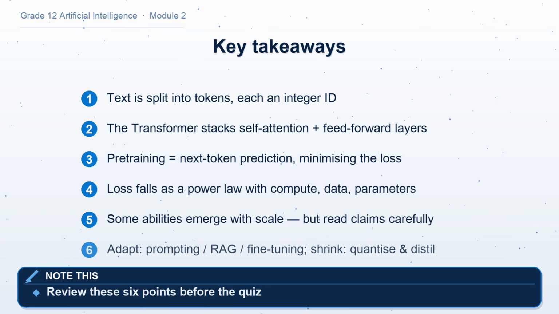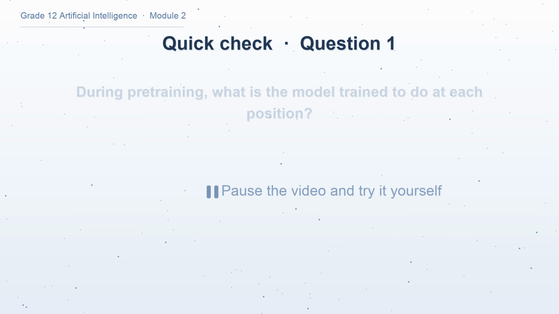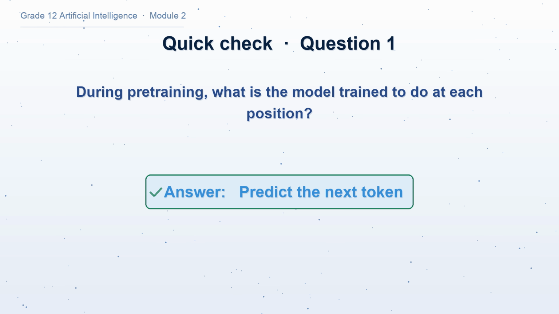Now, let's check your understanding with 3 quick questions. Here is the first question. During pre-training, what is the model trained to do at each position in the text? At every position, the model predicts the next token and adjusts its weights to lower the loss when it is wrong. That single objective, next token prediction, drives all of pre-training.